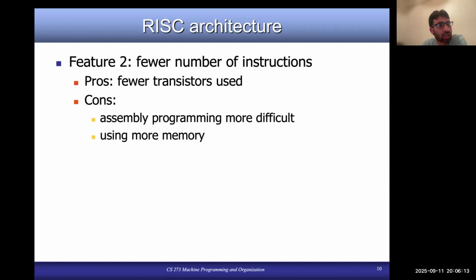Why does it take more memory? Because your program size becomes longer or bigger. So if your program size is bigger, then it takes more memory to save your program, right?